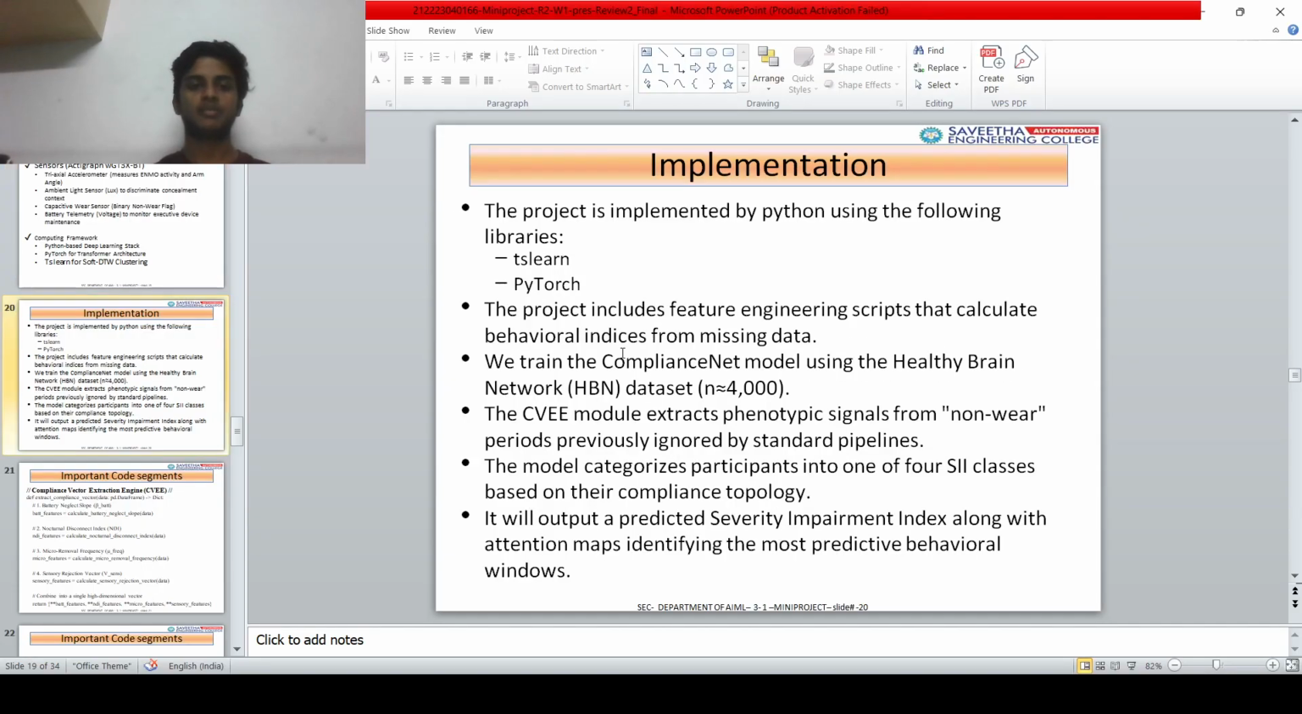Now coming to the implementation, it is entirely implemented in Python. Feature extraction scripts extract the compliance matrix. The model is trained using the HBN data. The transformer architecture is implemented using PyTorch. Outputs include severity scores and attention maps.